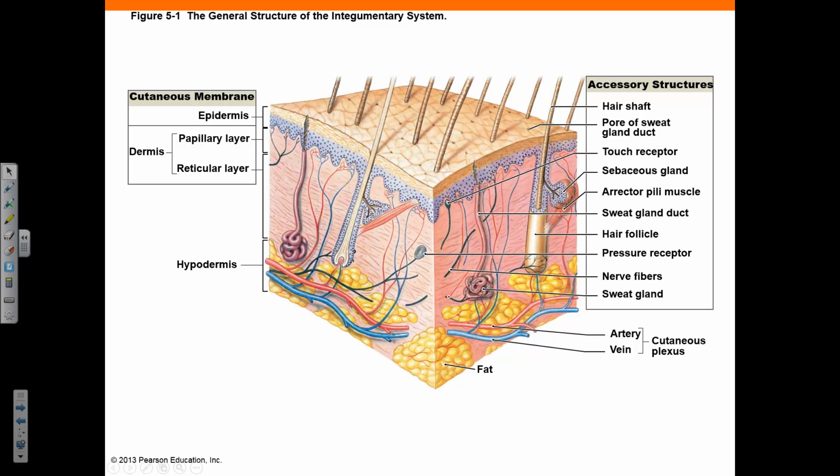This illustration shows the structures of the integument system. Let's take a closer look. Here we see the cutaneous membrane. The cutaneous membrane is composed of the epidermis, seen here, as well as the dermis, which can be subdivided into the papillary layer, here, and the reticular layer, found here. Deep to the dermis we find the hypodermis. Again, the hypodermis is not actually a structure of the integumentary system. However, it does support the cutaneous membrane.